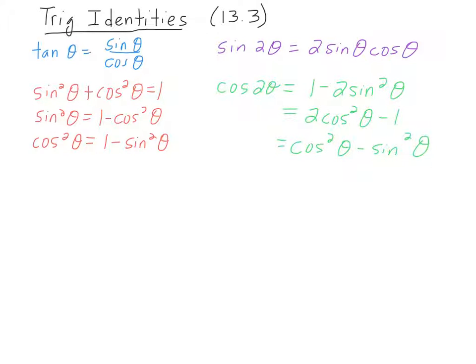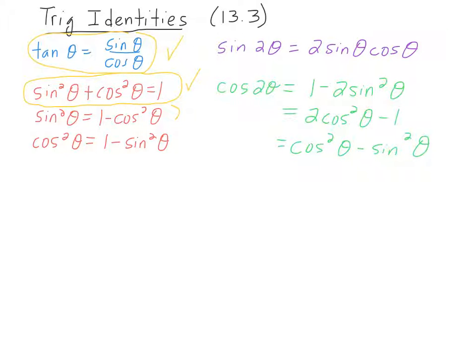Alright, we're looking at trig identities in this video, and some of these we've already talked about. We've mentioned how the tangent of theta is equal to sine over cosine. We talked about how if we have sine squared plus cosine squared, that's going to equal 1. That came from the unit circle. Okay, these are given to you in your formula packet.